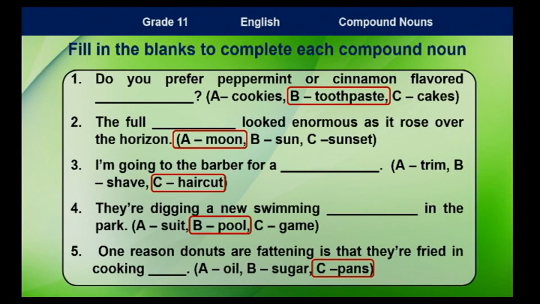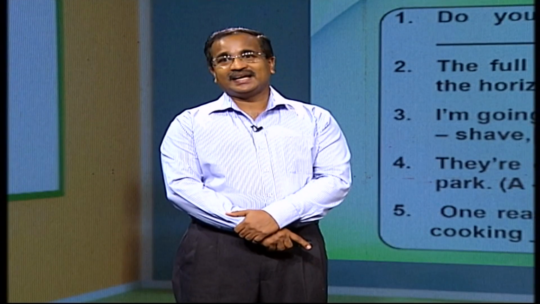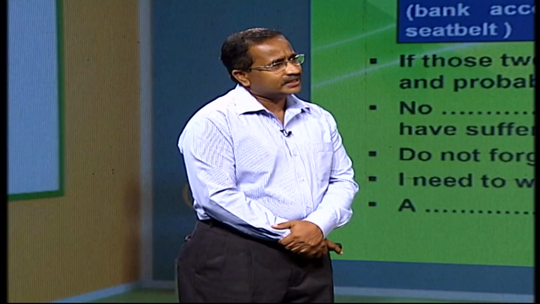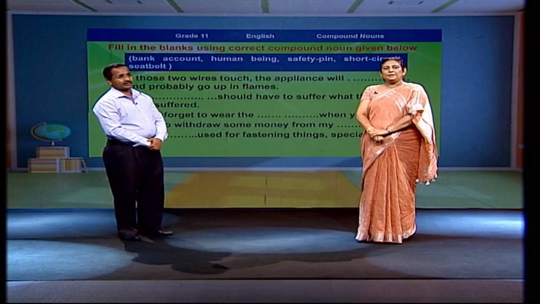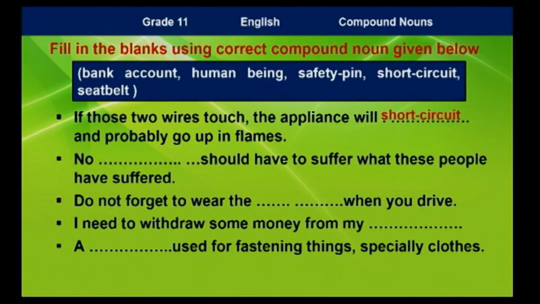Of course, you have given a good try. So our students have learnt, I think, a lot on this. Let's have a look at the next activity. This is a bit difficult, I suppose. Fill in the blanks using the correct compound noun given below. Bank account, human being, safety pin, short circuit, seat belt. If those two wires touch, the appliance will blank and probably go up in flames. What is the suitable word that we can use to fill in this blank? If those two wires touch, the appliance will short circuit and probably go up in flames. Correct.